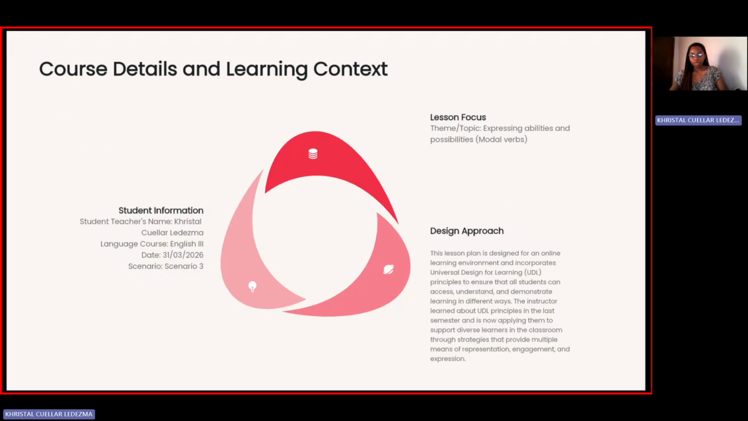The design approach is that this lesson plan is designed for an online learning environment and incorporates universal design for learning, UDL, principles to ensure that all students can access, understand, and demonstrate learning in different ways. The instructor learned about UDL principles in the last semester and is now applying them to support diverse learners in the classroom through strategies that provide multiple means of representation, engagement, and expression.